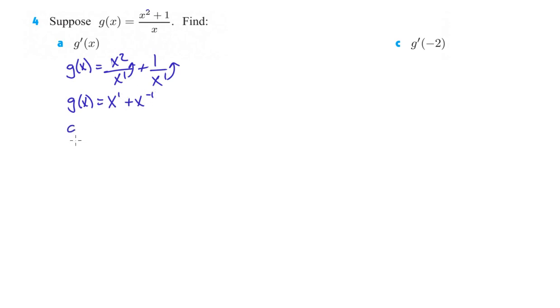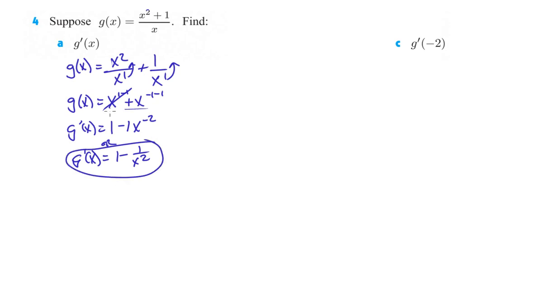1 times x, so now g prime of x. 1 times x is 1. We subtract the 1 from there. The x is gone, so we just have the 1. Negative 1 times positive 1 is negative 1. Subtract 1 from that, and it's x to the negative second. Or g prime of x equals 1 minus 1 over x squared. Okay, either one of those will work come test time. This is probably the better answer, but this is fine too.